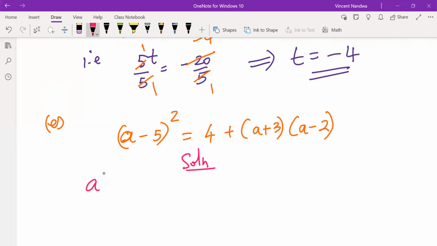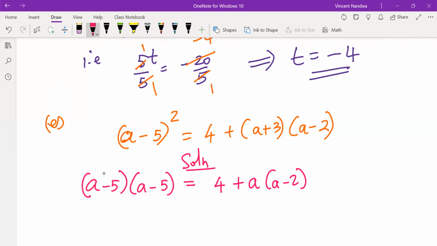So this will be a minus 5, squared. Square means an expression or a number multiplied by itself, so a minus 5 times a minus 5. 4 plus a by a is a squared, or this can just be written as a into a minus 2, and then plus 3 into a minus 2.